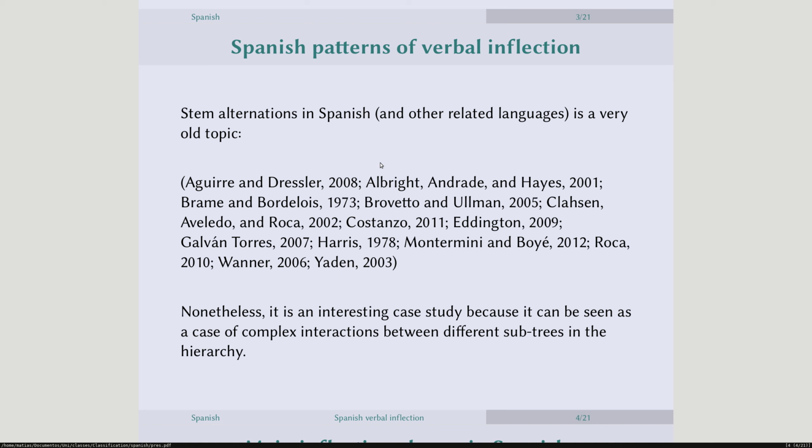This is an old topic, Spanish verb inflection and non-stem alternations. It's been done many times before. I think it's an interesting topic nonetheless because it has some interesting difficulty, and it has had many different takes over the years. So it's always useful to test new models on old data for which we already have some results and see whether the new models tell us new things about the data.